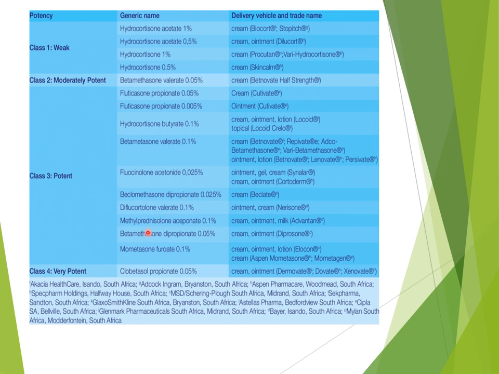So difluocortisone, methylprednisolone also can be used in cream and ointment, and mometasone with potent activity, glucocorticoids which are used topically on the skin. And very important, it is a new drug, clobetasol propionate. Remember these drugs which are used topically on the skin.